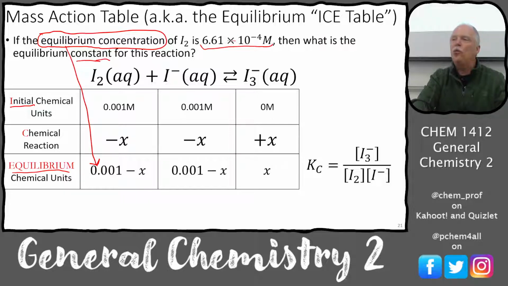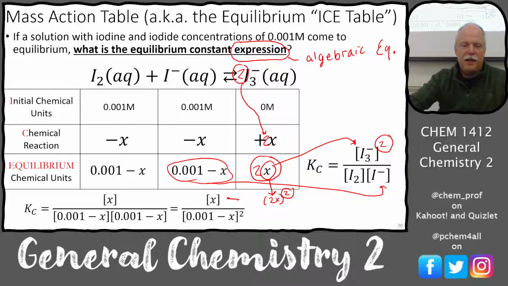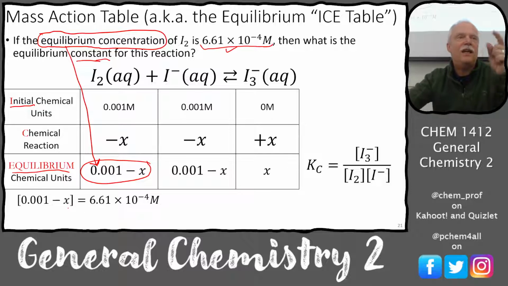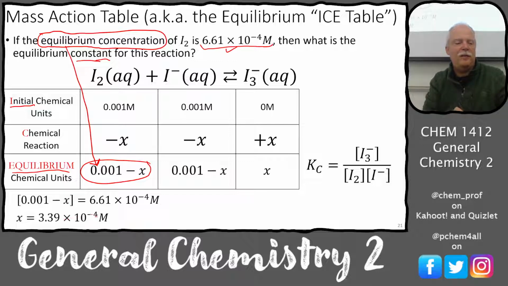That's all I need, just one of these to solve for x. And once I get x, it's x for the whole table. We learned that from the stoichiometry use of this table. So all I've got to do is set this piece down here equal to 6.61 times 10 to the minus 4. See, it's saying that the equilibrium concentration, so this piece right here, is equal to this number. And now I can solve for x. Once I get x, I've got the whole thing. So x is equal to 3.39 times 10 to the minus 4.